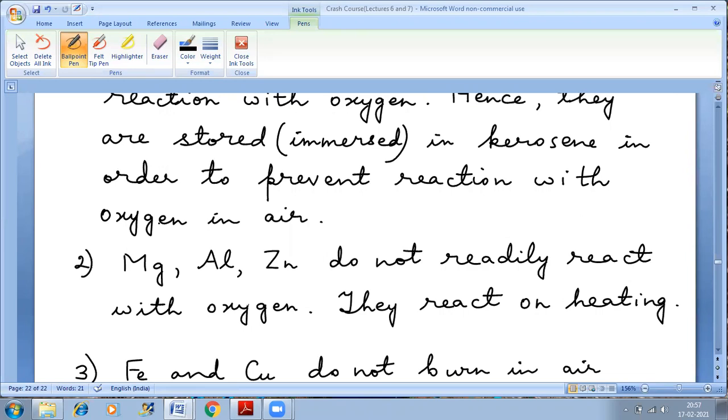Often they ask you in the exam, which are those metals which react on heating and do not react readily with oxygen? So you will say magnesium, aluminum, and zinc. Magnesium, aluminum, and zinc do not readily react with oxygen. They react on heating.